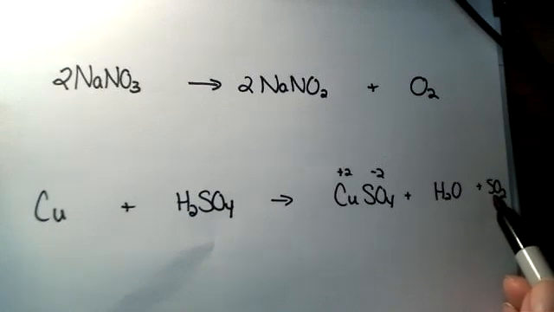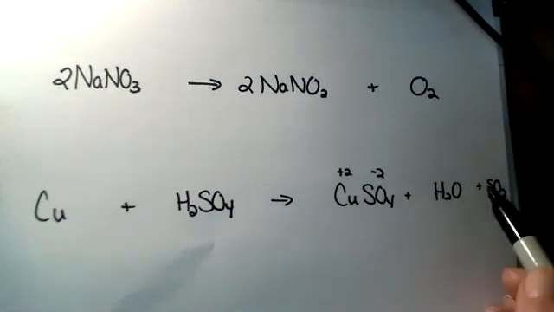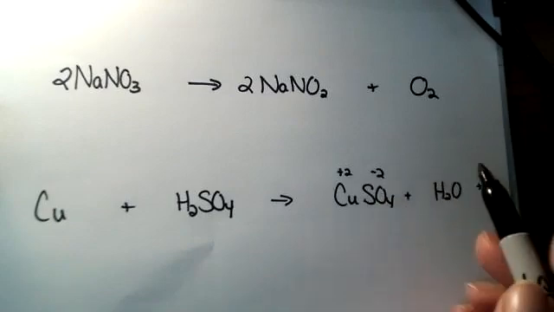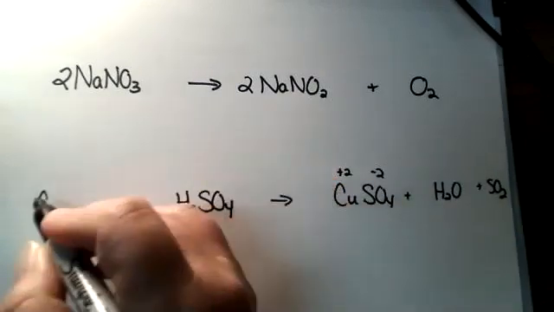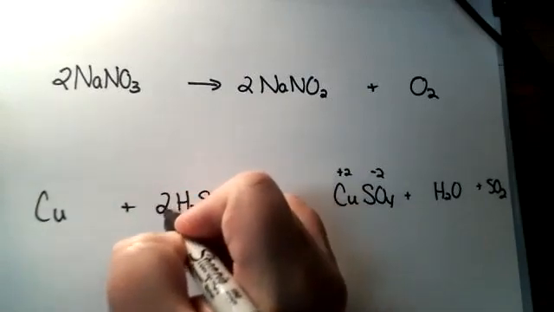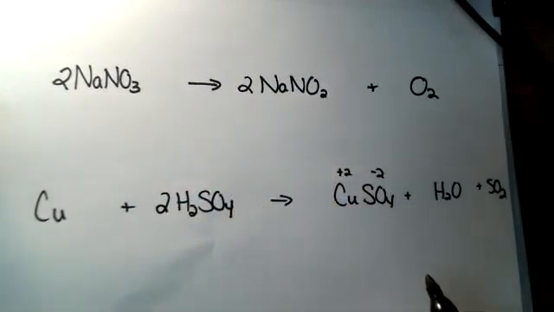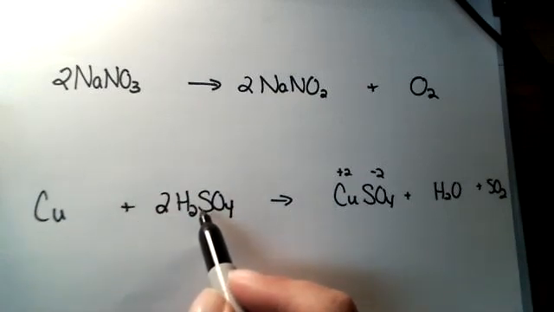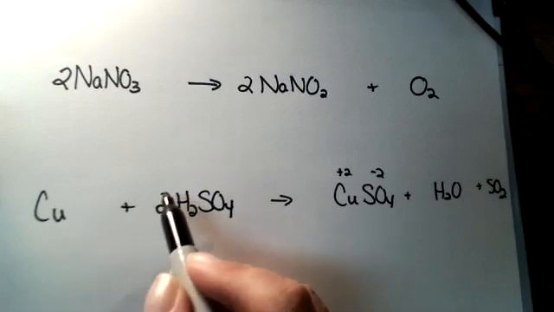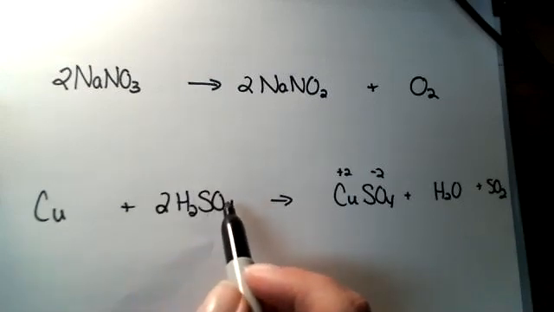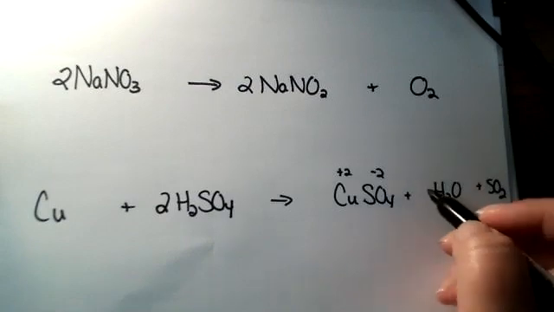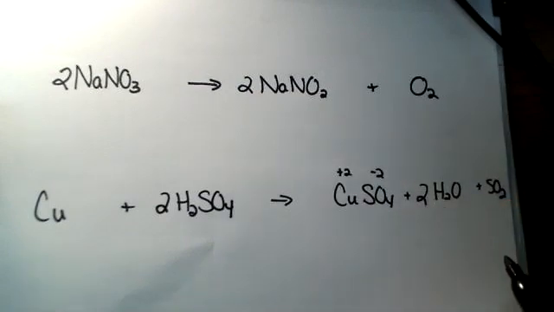So what I'm going to do is, since I have 1 sulfur here and 1 sulfur here, that's going to tell me I have 2 sulfurs. So I'm going to come over here. The only way to make this 2 sulfurs on this side is to put a 2 right here. Okay. So now I have 4 hydrogens, and I have 2 sulfurs, and I have 8 oxygens. Okay. So to make this 4 hydrogens on this side, I need to put a 2 on that side.